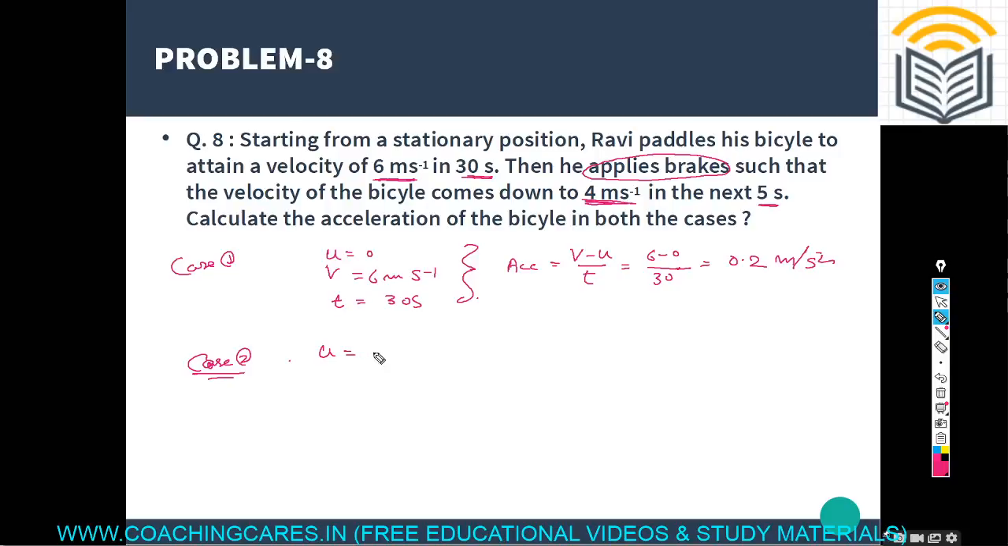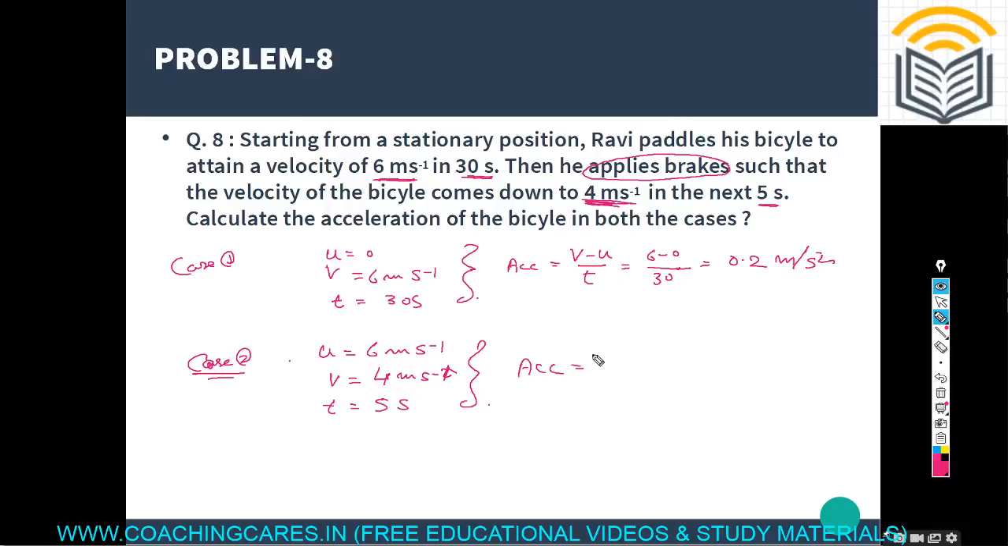Here u will become the speed that it attains, that is 6 meter per second. V will become the speed after applying the brakes, which comes down to 4 meter per second. And the time taken for the speed to come down to 4 meter per second is 5 seconds. By this we'll get the acceleration.